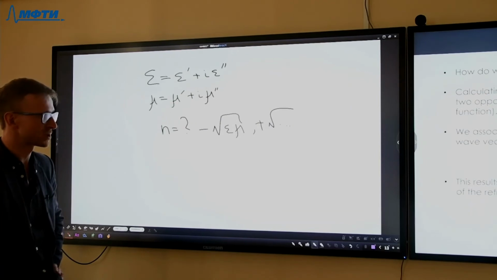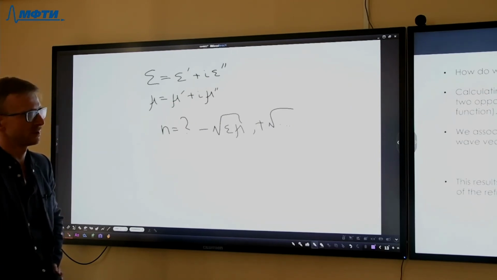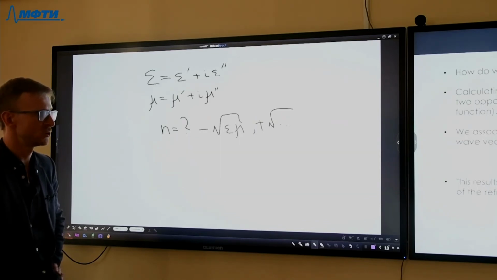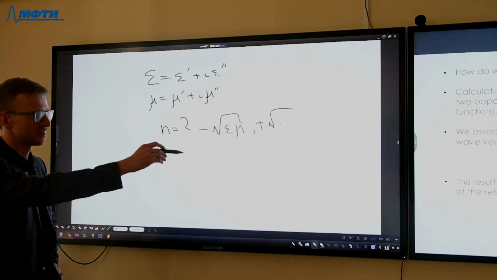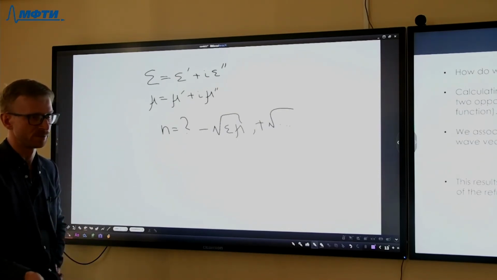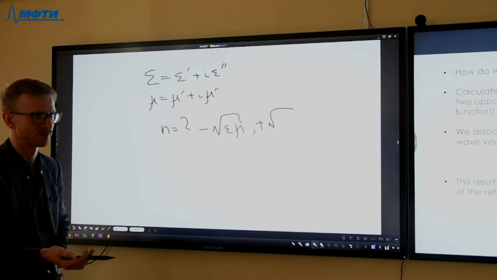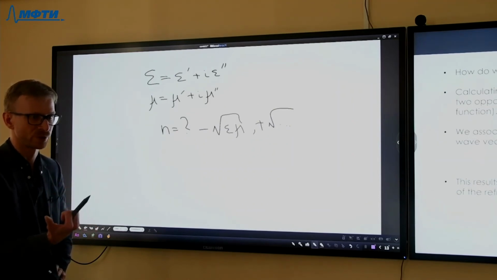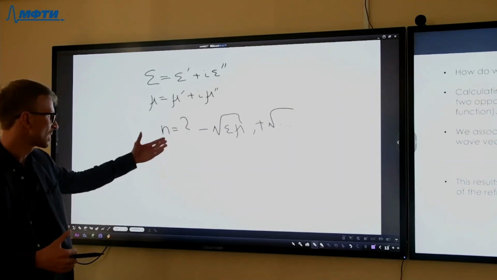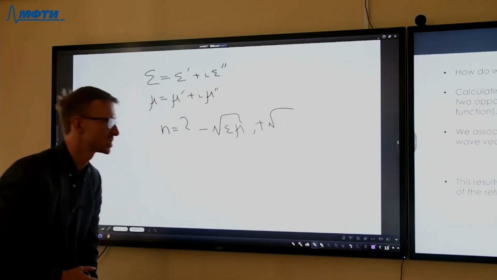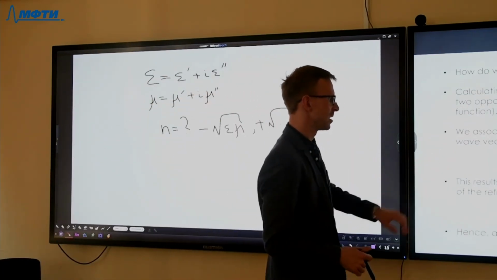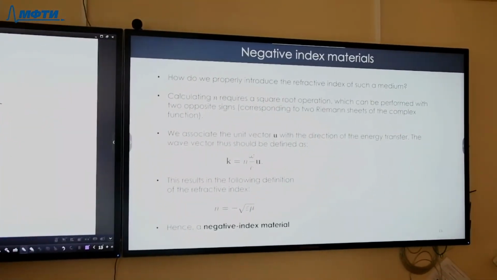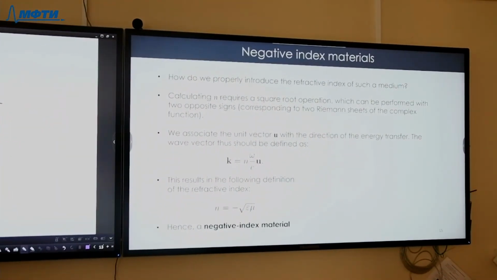There are papers written about that, but essentially the recipe to correctly define the refractive index is to associate this u with the direction of the energy propagation, and then you get the refractive index according to how the wave vector and the Poynting vector of a wave are aligned or anti-aligned in a plane wave propagating across a medium with such constitutive parameters. This is the reason why such materials are referred to as negative index materials, because the index of refraction in such a medium is negative.